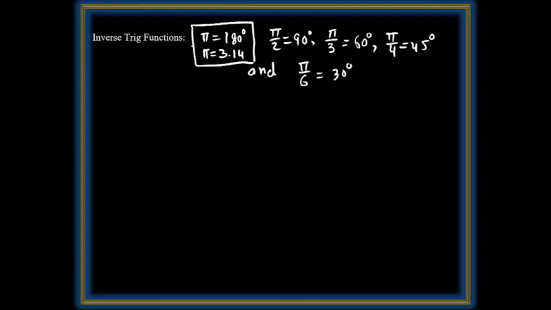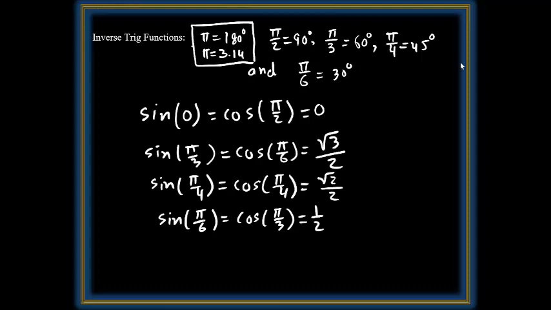Now you know the following results. Sine 0 degrees is 0. Sine pi by 3, which is 60 degrees, or cosine pi by 6, which is 30 degrees, are also the same: square root of 3 over 2. Sine pi by 4, cosine pi by 4 is square root of 2 over 2. Sine pi by 6, cosine pi by 3, this is 1 half.